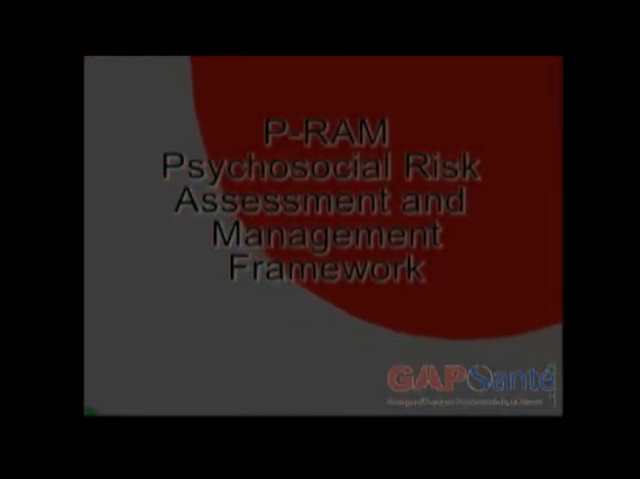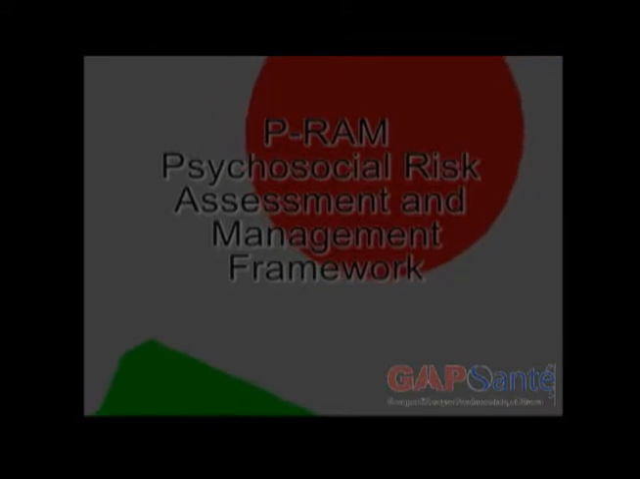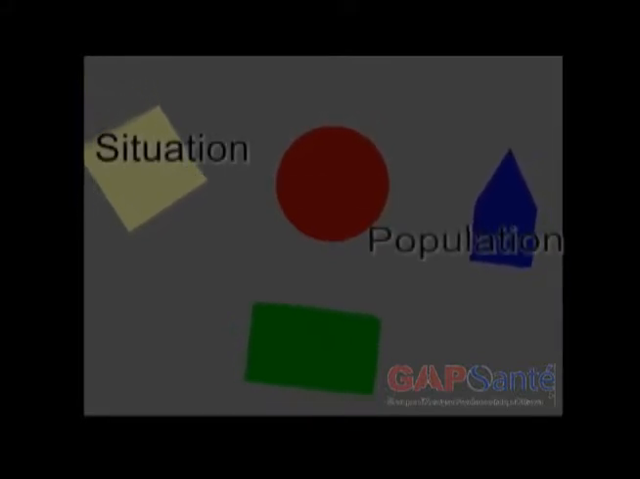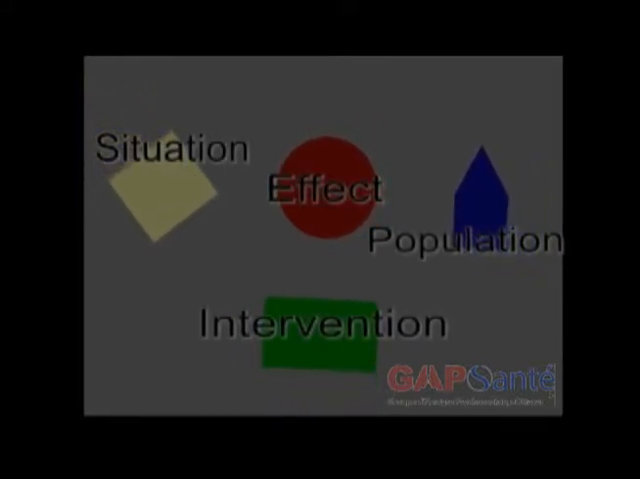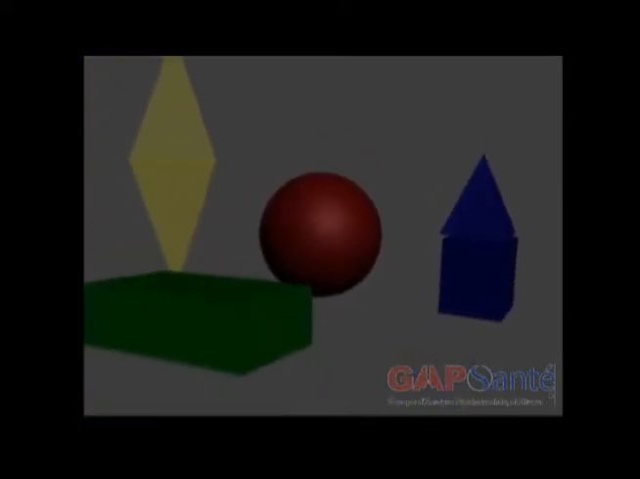The psychosocial risk assessment and management framework is an all-hazards approach to planning for emergency situations. It identifies 4 elements: the situation, the population, the effects, and the interventions. Now let's examine how these 4 elements interact with one another in our framework.